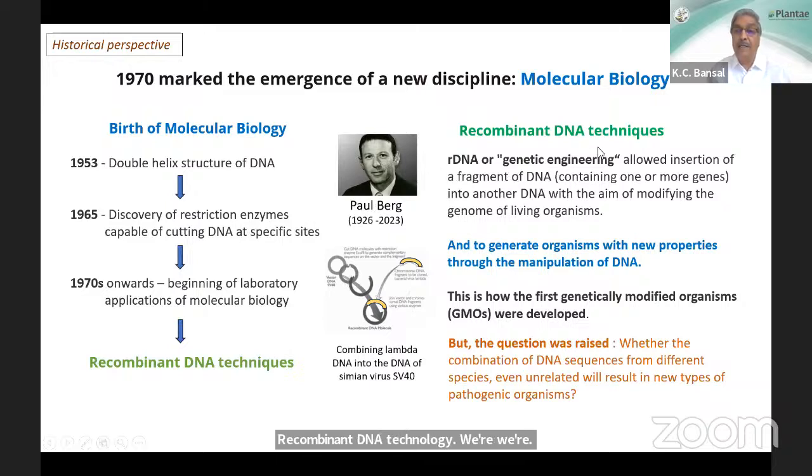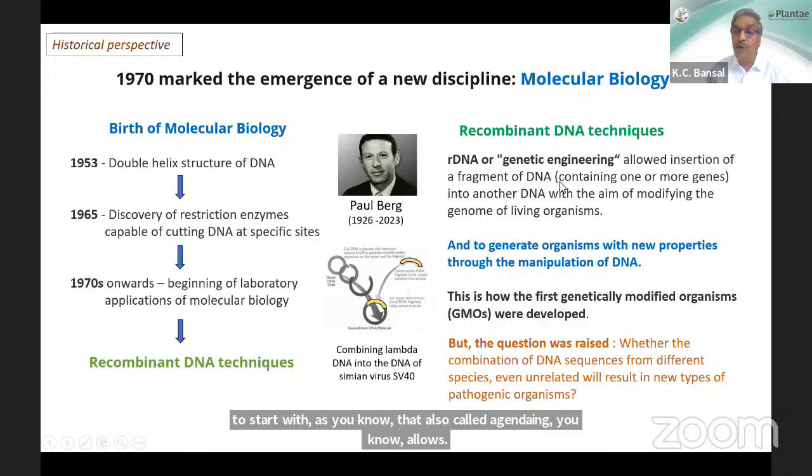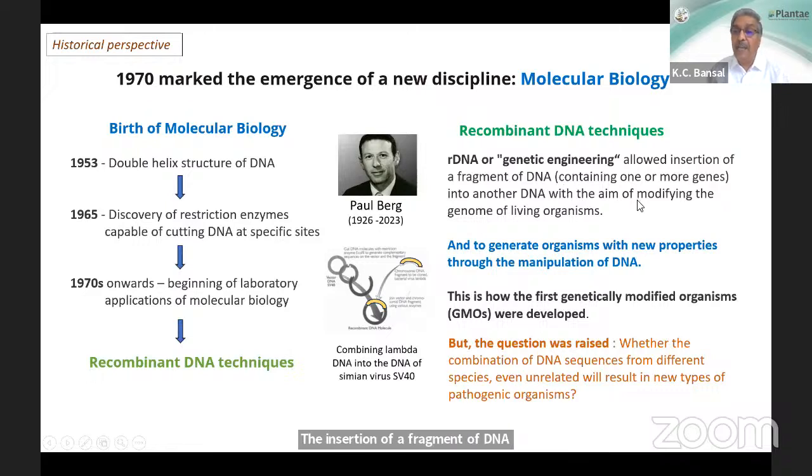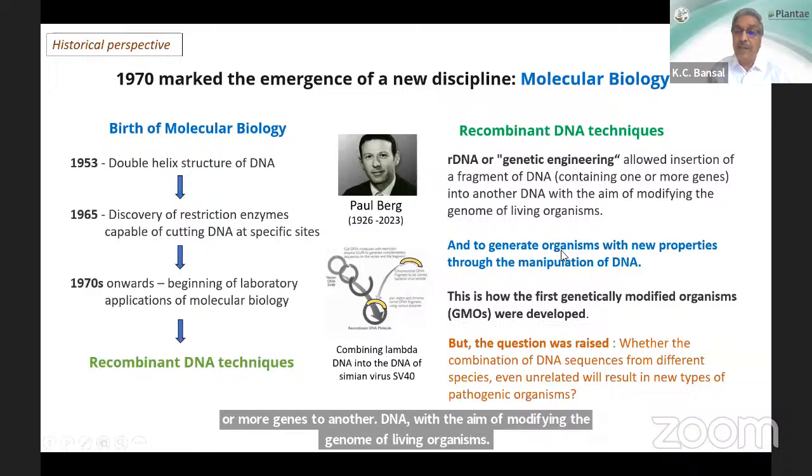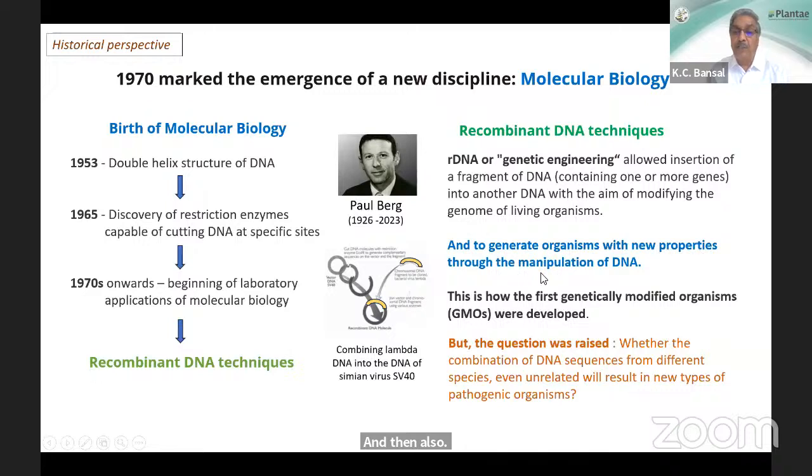And to start with, as you know, rDNA, also called genetic engineering, allows the insertion of a fragment of DNA, containing one or more genes, into another DNA, with the aim of modifying the genome of living organisms, and also to generate organisms with new properties through the manipulation of DNA. And this is how the first genetically modified organisms were developed.